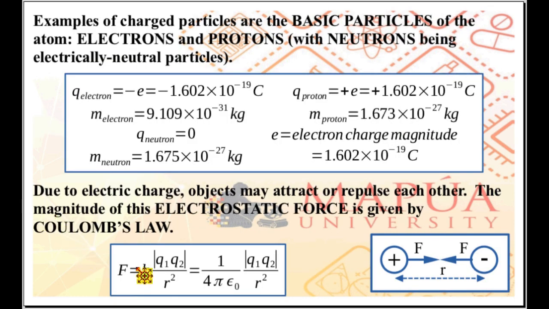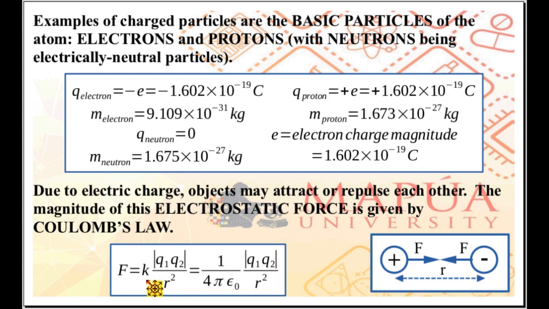Also note that Q1 and Q2 are enclosed in absolute value. That's because we're talking about the magnitude of the electrostatic force, and magnitude should always be positive, but Q1 or Q2 may be positive or it may be negative. So to get rid of any negative sign, we have the absolute value. Absolute value of Q1 times Q2.